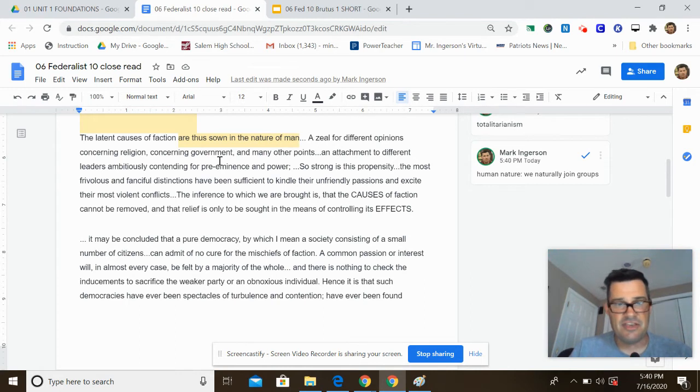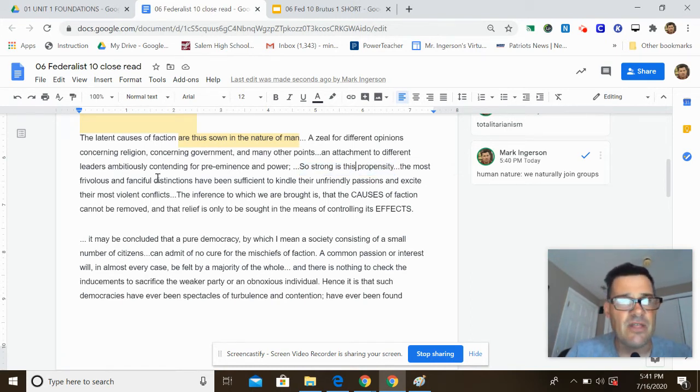I mean, the passion with which people who like Trump, and the absolute hatred of the people who hate Trump. That's exactly what he's talking about right here. That sort of attachment that we get, and we're so passionate about it. We end up hating the other side as a result. "So strong is this propensity." Madison is literally describing today, isn't he? It's just amazing. He wrote this in 1787. It's like he knew humans pretty well.